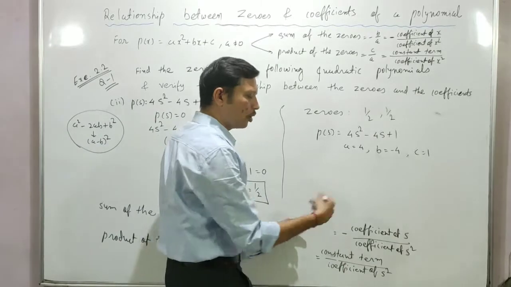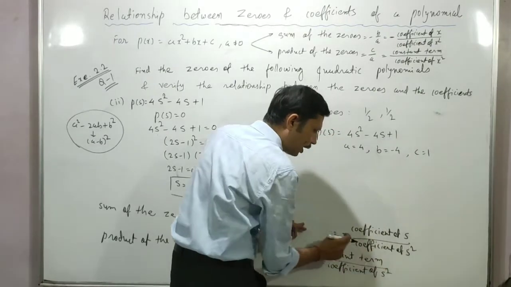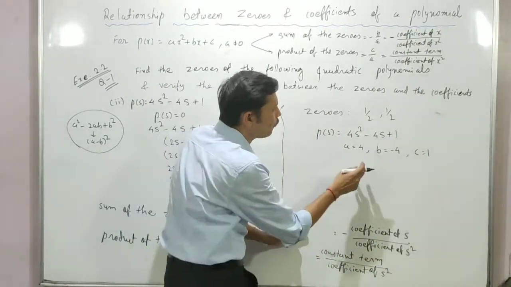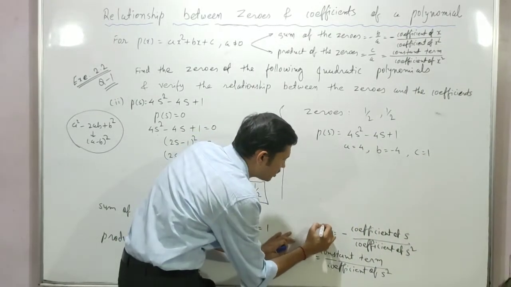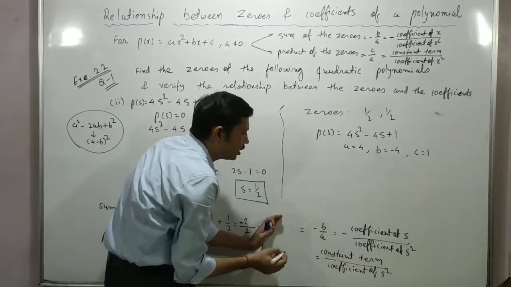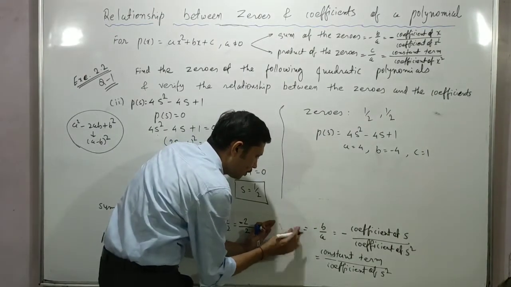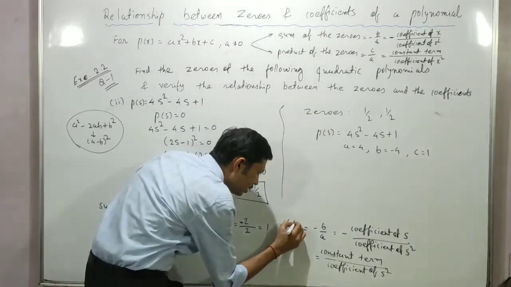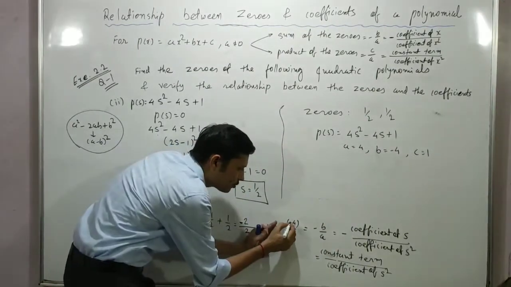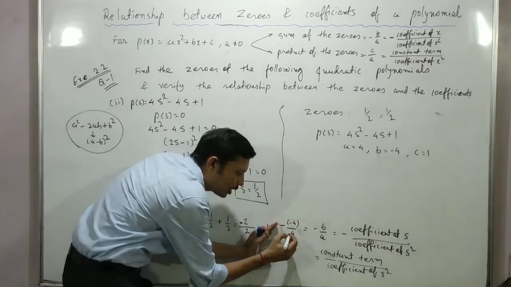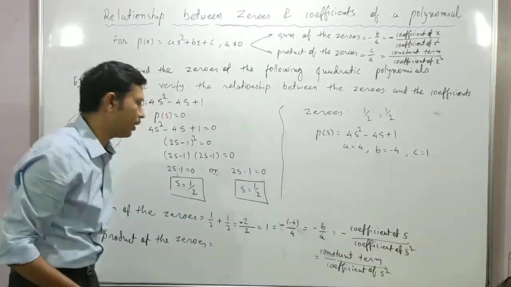Now come to the second part. For the coefficients, the sum of the zeros will be minus the coefficient of s upon the coefficient of s square. So the coefficient of s is b, so it is minus b by a. Now, minus what the value of b? That's minus 4. What the value of a? 4. Now you can see here minus minus plus. So 4 by 4 cancel out, the overall answer is 1. So both are same: sum of the zeros and minus b by a.